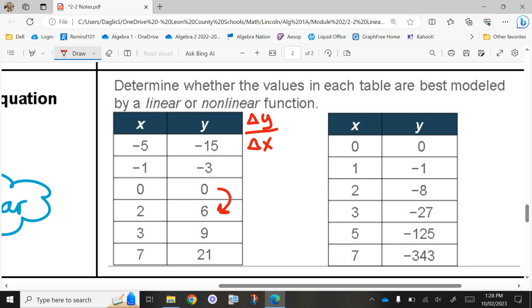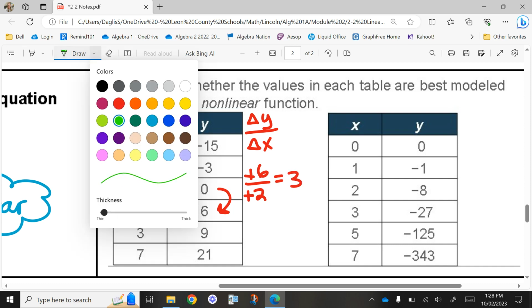This y value from 0 to 6, how does 0 change into a 6? We added 6, that's a +6. All right, how did the x's change? How did 0 become a 2? We added 2. Now you actually divide. What is 6 divided by 2? 3. We have to do it again.